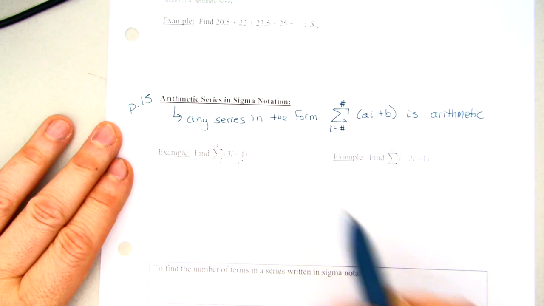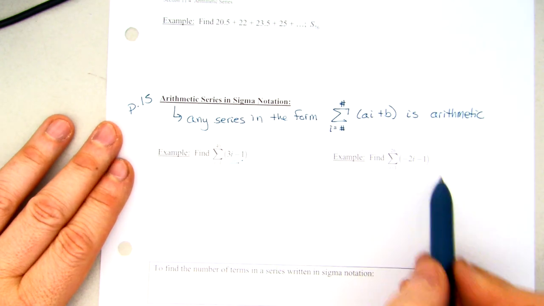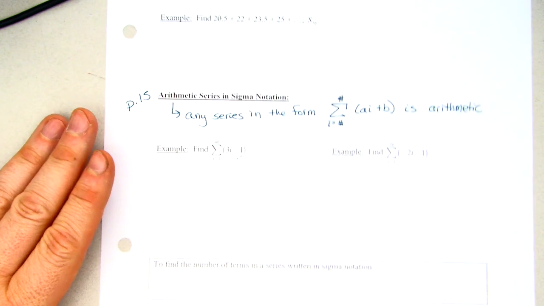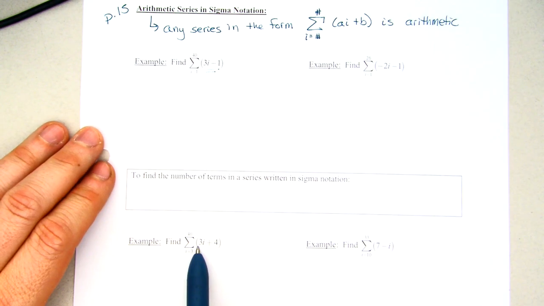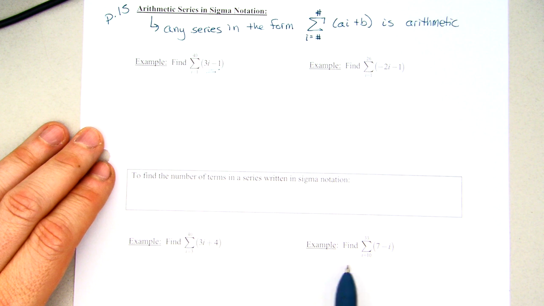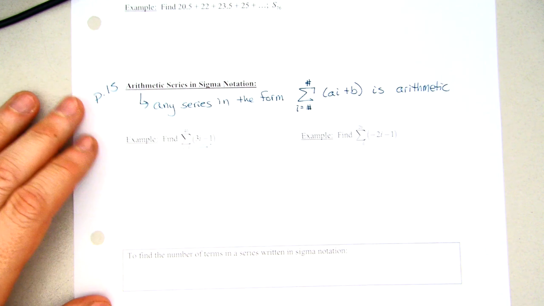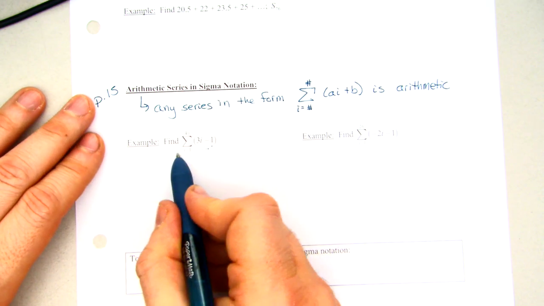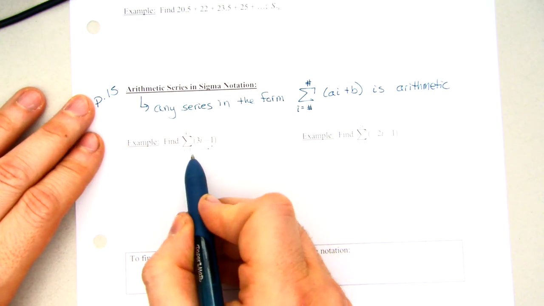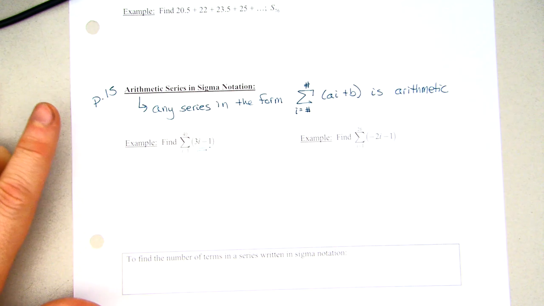3i minus 1, that's in that form. In fact, take a look at all 4 problems on this page. They all look like they're linear, something where we just have our constant times our variable plus some other constant. Well, let me try to prove this to you that this is arithmetic. I want to take a look at this sum. The sum as I goes from 1 to 40 of 3i minus 1.